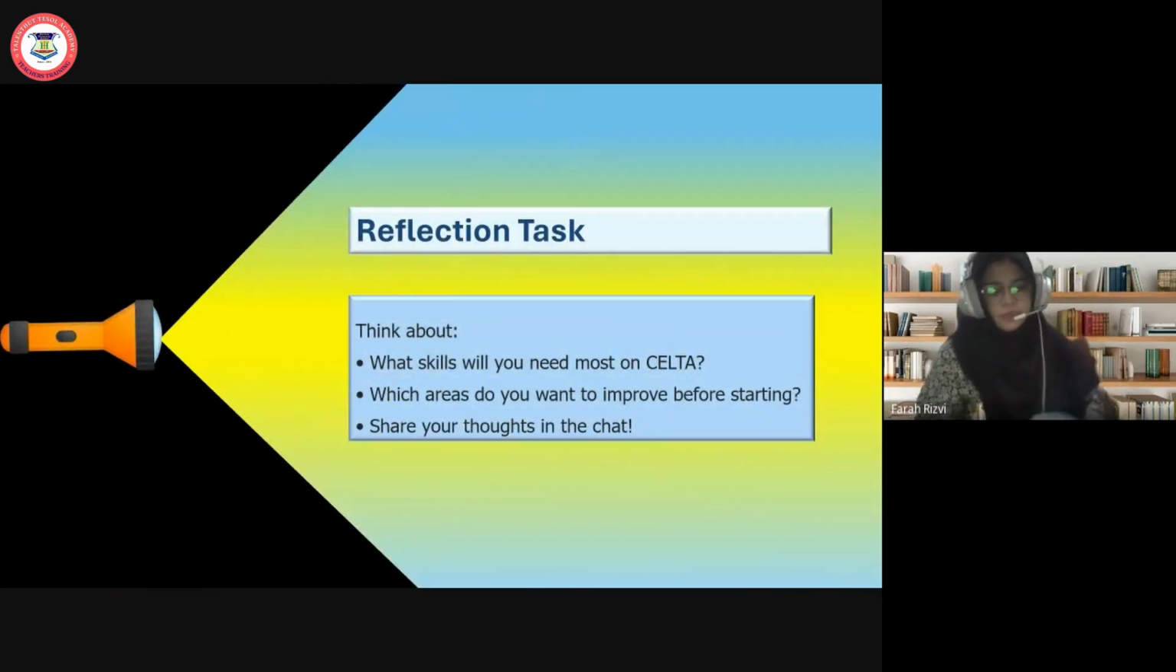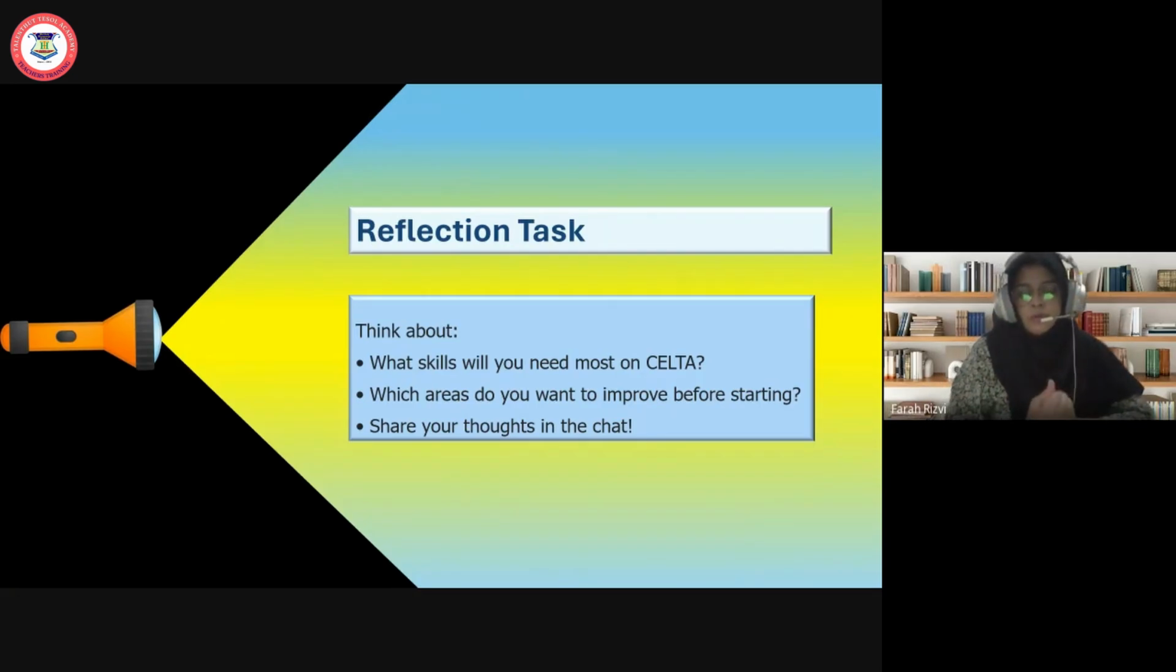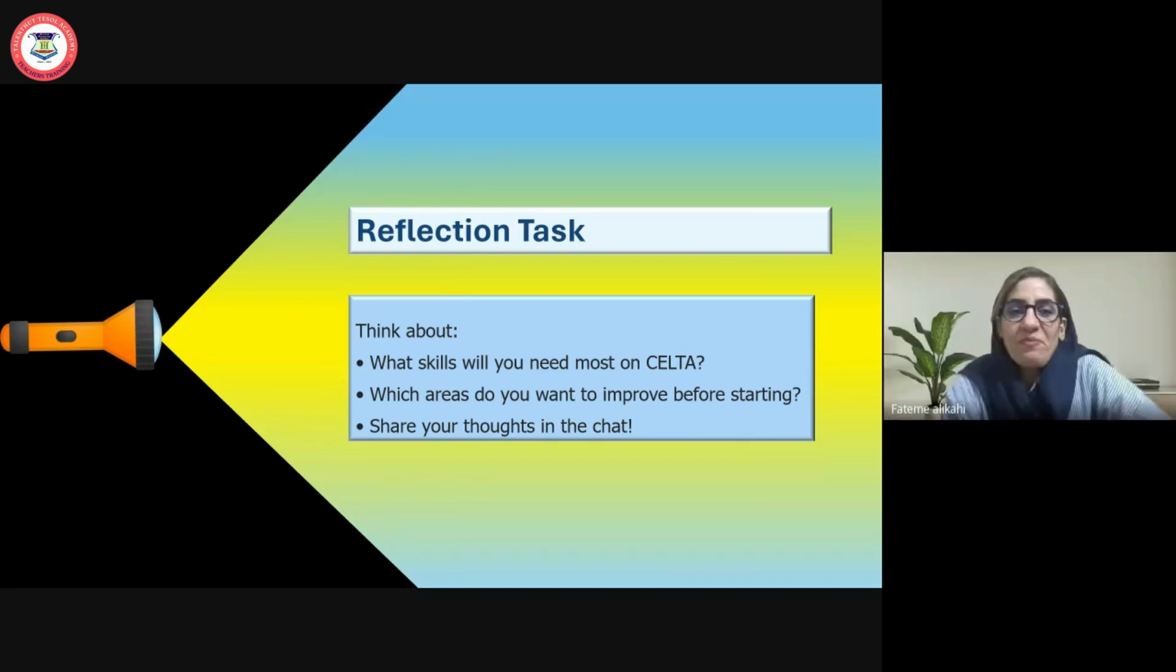Reflection task. Now you know the syllabus of CELTA, you know the structure of CELTA. All of you will unmute your mic, or you can write in the chat as well. Just reflect, think about what skill you will need most on CELTA.